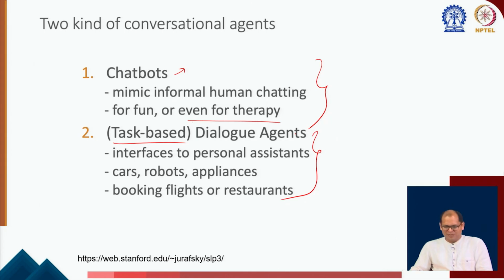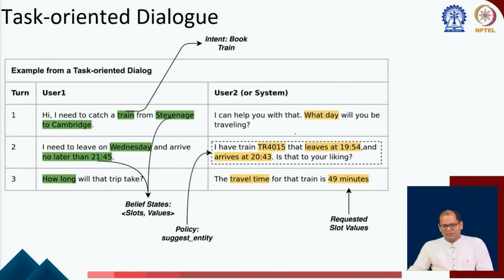The way these dialog systems are built and evaluated is also very, very different. So for example, what happens in task oriented dialogue? Let's say this is for booking a train. You will have multiple turns. Let's say user 1 is conversing with user 2, the system. User 1 starts by saying, "Hey, I need to catch a train from Stevenage to Cambridge." Immediately the system will pick up what task the user is looking for, that's known as the intent. So the intent is the booking of a train.